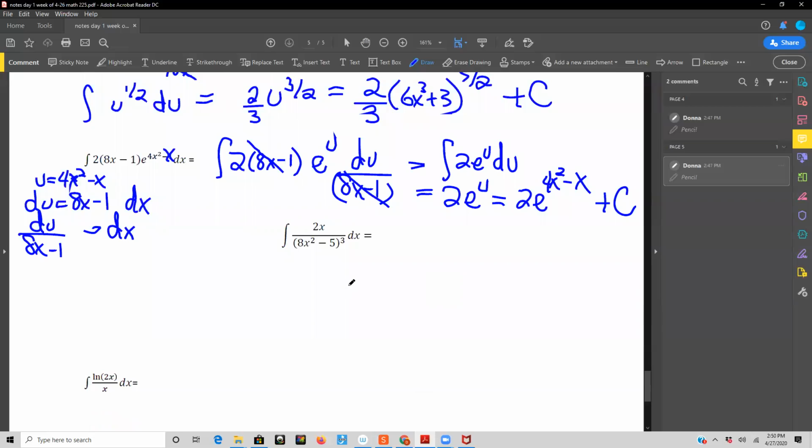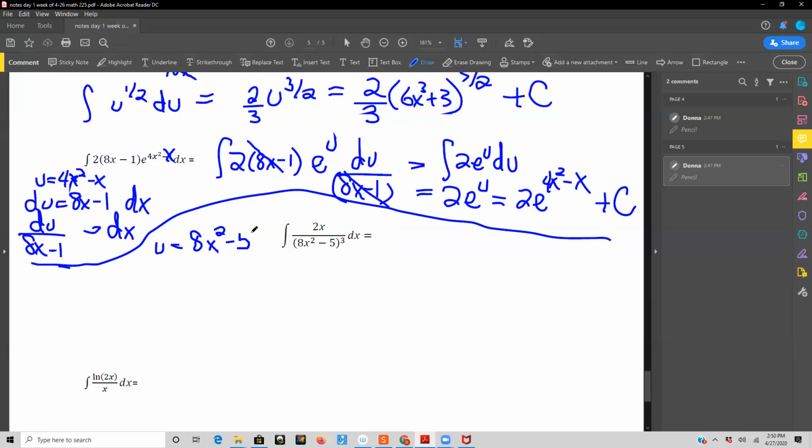All right, this next one does have a set of parentheses, so I'm going to let u be the thing in parentheses. So we'll draw a line there. I'll let u be 8x squared minus 5. So du would be 16x dx. If I solve for dx, dx is du over 16x.